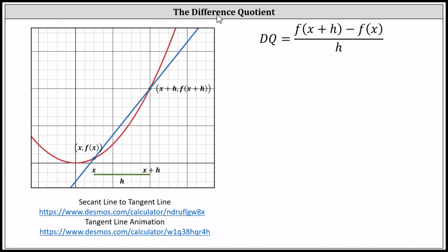Welcome to a lesson on the difference quotient. The difference quotient represents the slope of a secant line to a given function. A secant line is a line that intersects the graph of a function at 2 points.